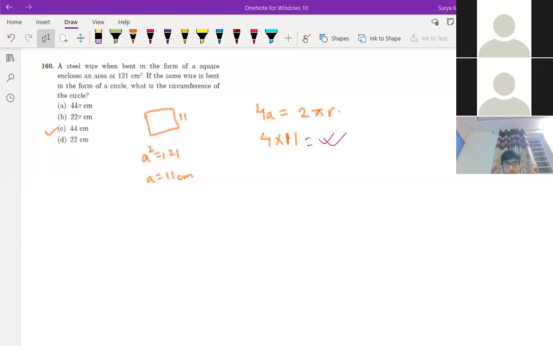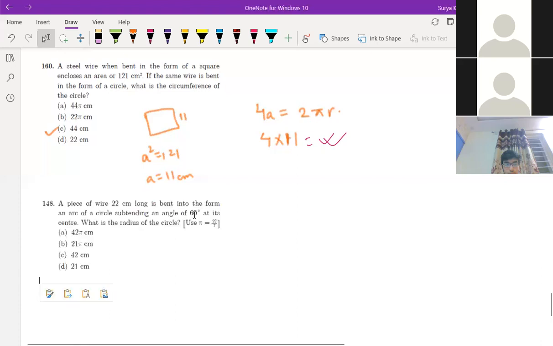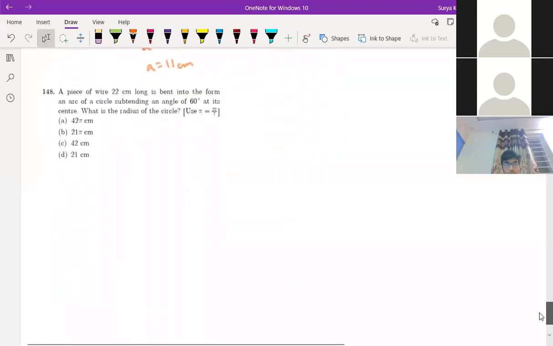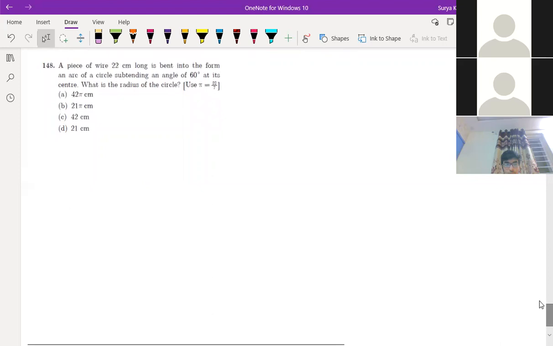Find the radius of the circle in the next question. Find the radius of the circle. A piece of wire 22 centimeter long is bent into the form of an arc of a circle, subtending an angle of 60 degrees at its center. What is the radius of this circle?